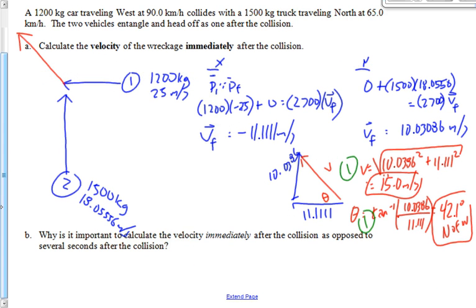And why is it important to calculate the velocity immediately before the collision and immediately after the collision as opposed to several seconds afterwards? I saw some people with a really long answer for this. Really, all you need is a really short one, but the long one could still be right. What's the answer to it? Yeah, it ensures that it's an isolated system. So basically, you might have said it ensures that it's as close as possible to an isolated system. You might have said there's no chance for external forces to act. Something to that effect. You guys getting the point?